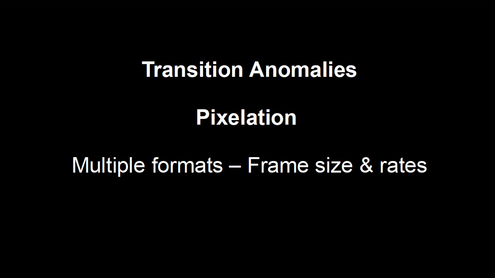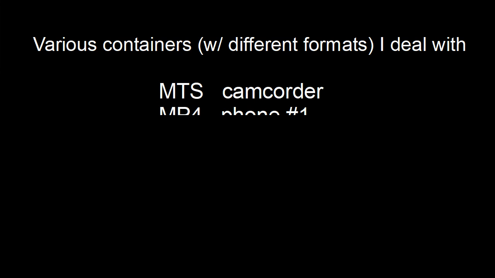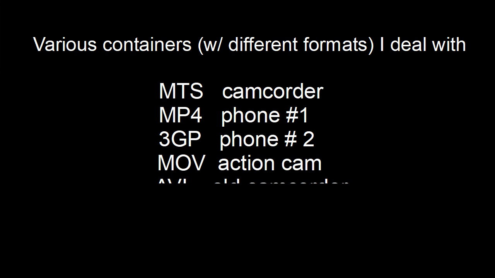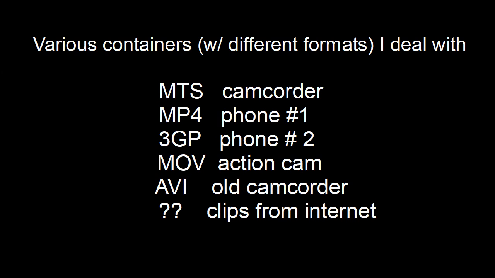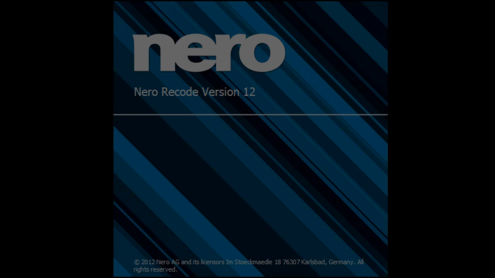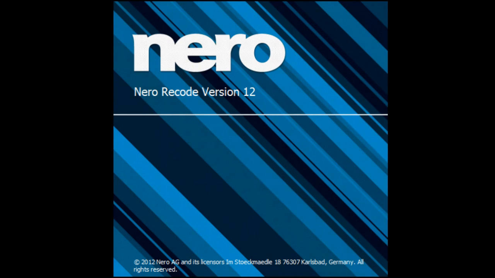And while not necessarily caused by, they seem to be aggravated by multiple formats, frame size and rates, container types, in particular when building a video with clips from multiple sources. So I use FFmpeg to normalize all my videos to the same characteristics. Nero Recode could probably do some of this, but I default to FFmpeg as I use it for many other functions and know it quite well.